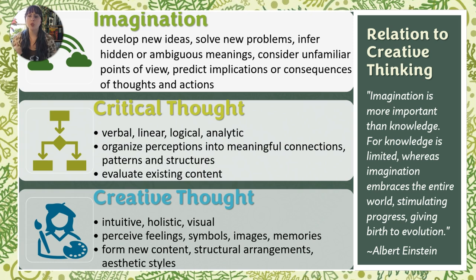It also helps us to predict the implications or consequences of thoughts and actions. So this comes into play a lot during analysis. If we're writing an argument and we're maybe disparaging or refuting somebody else's argument, we might be saying, yeah, well, look at the consequences that might befall from that way of thinking. That's one way that we use imaginative thinking as part of the critical thinking process.